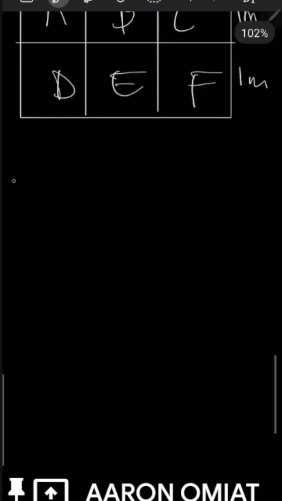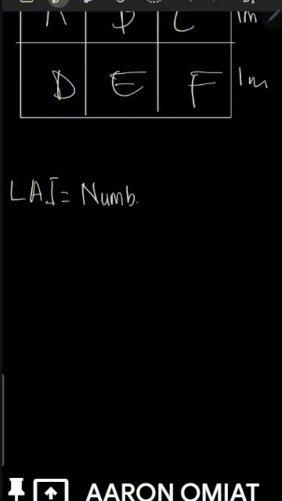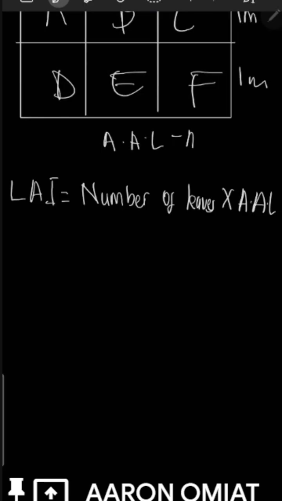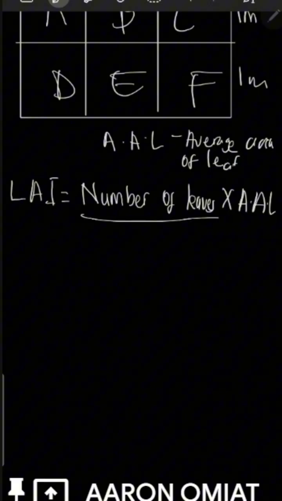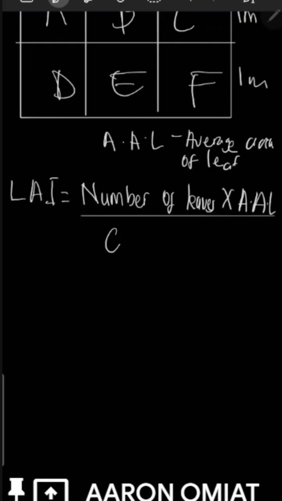Small leaf area index, number of leaves times average area of leaves. AL is the average area of the leaf, divided by the ground area as well.